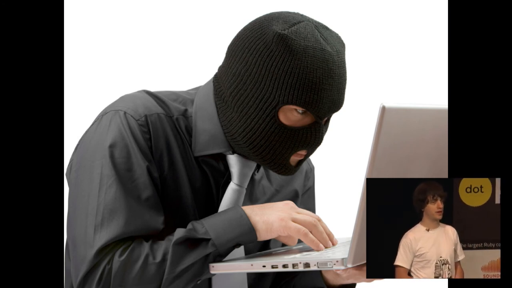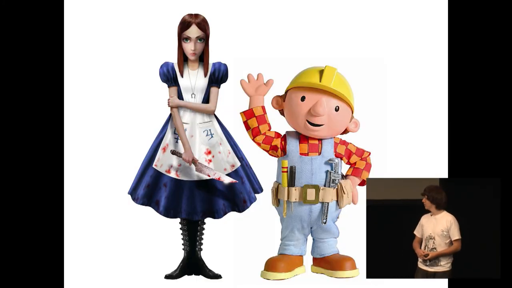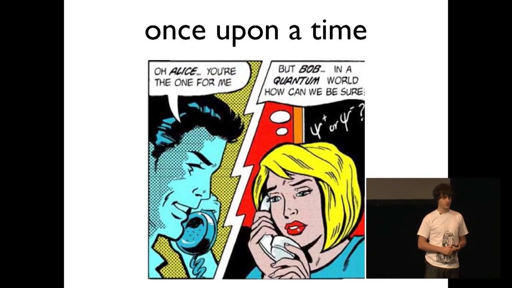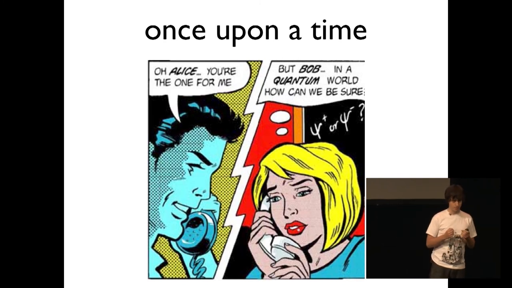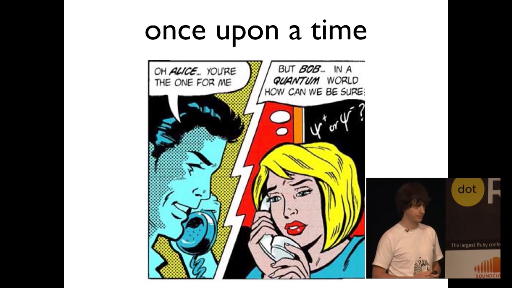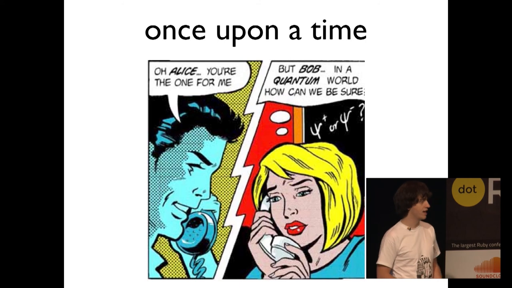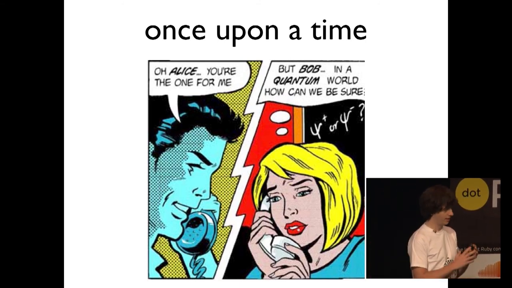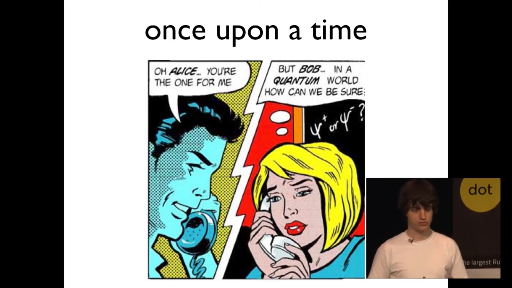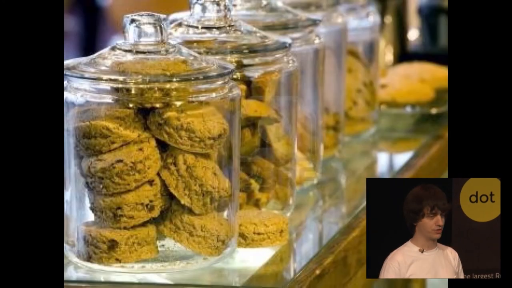Let me set the stage for our main characters, Alice and Bob. Alice and Bob have a long distance relationship. Not only that, they both share a passion for cookies. Alice has all the secret recipes, and Bob is not only good at building, he's also really good at baking. But he needs those recipes, and he needs them as quickly as possible because they want to open a cookie store.